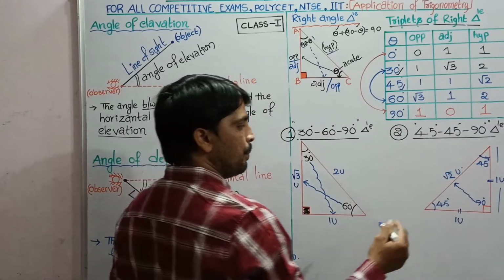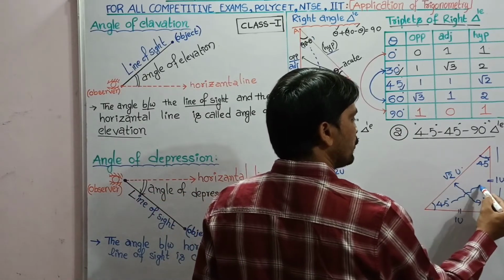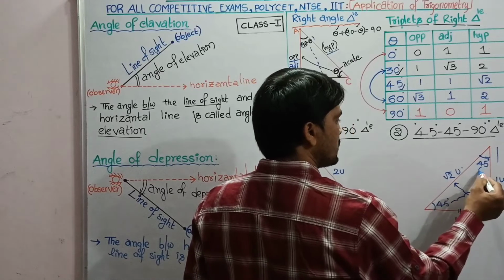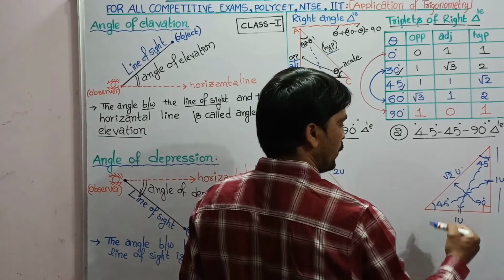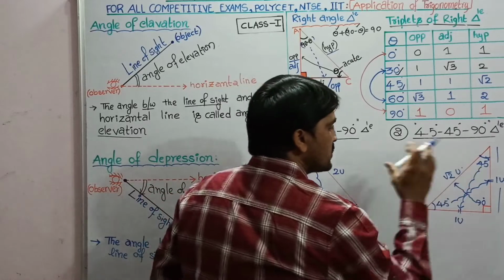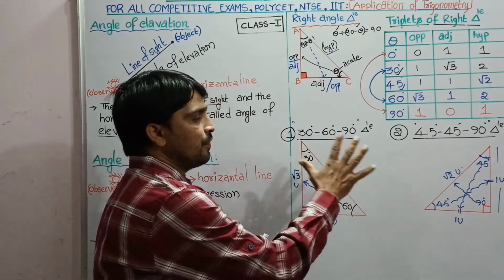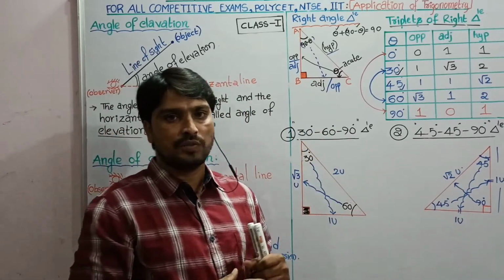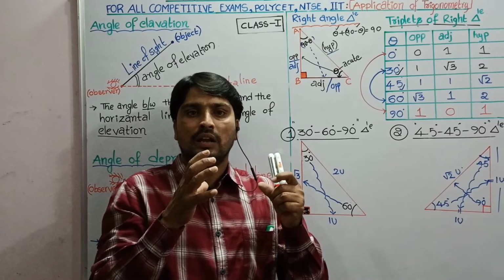This is very important. The side opposite to 45 degrees is 1 unit. In the same way, this side is also 1 unit, and the hypotenuse is root 2 units. Based on this information, we can solve application of trigonometry problems in very less time.